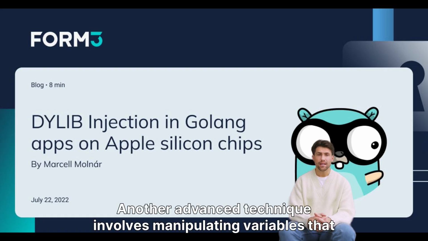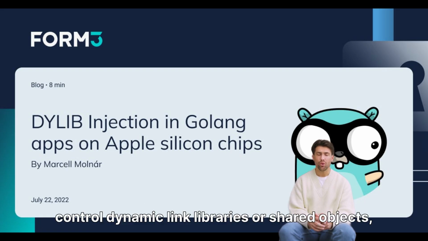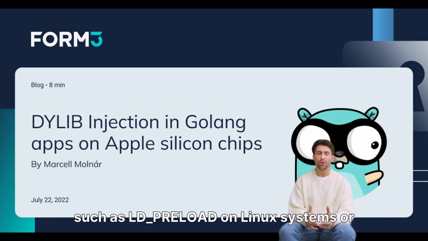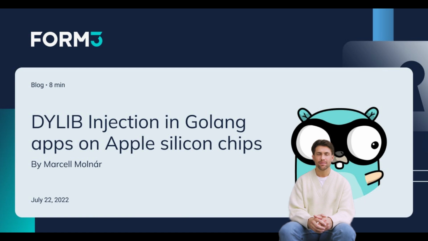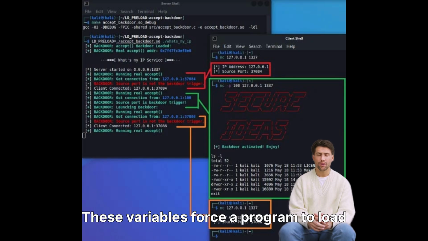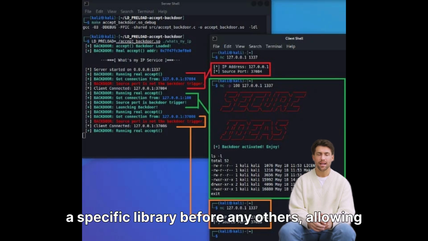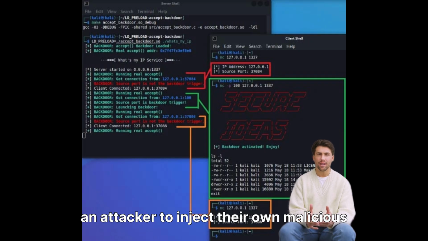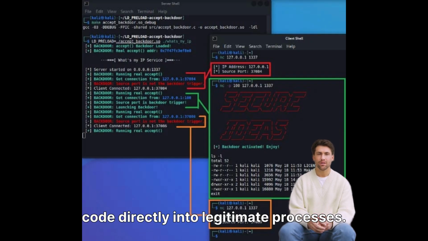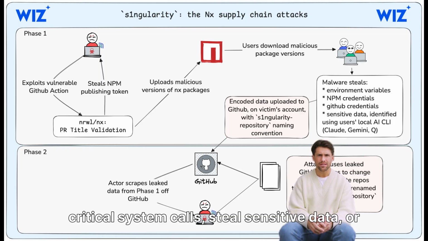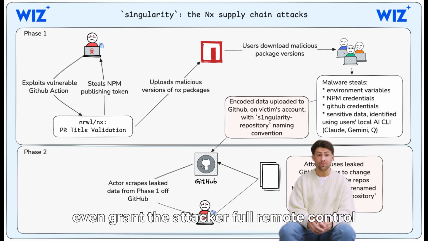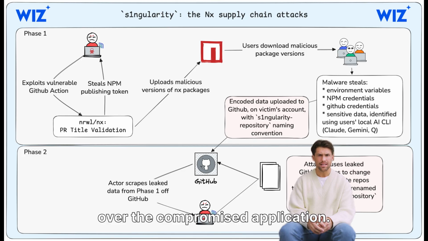Another advanced technique involves manipulating variables that control dynamic link libraries or shared objects, such as LD_PRELOAD on Linux systems or DYLD_INSERT_LIBRARIES on macOS. These variables force a program to load a specific library before any others, allowing an attacker to inject their own malicious code directly into legitimate processes. For instance, a malicious library could intercept critical system calls, steal sensitive data, or even grant the attacker full remote control over the compromised application.